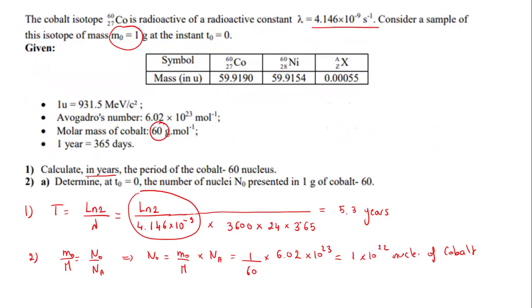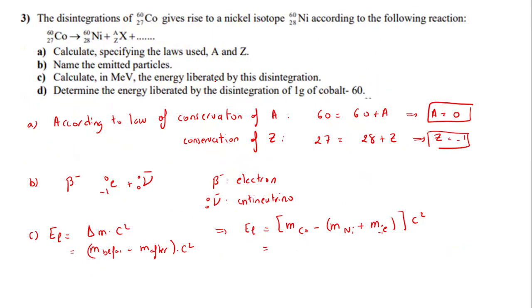So if I look at the table, we have the mass of cobalt, the mass of nickel, and the mass of the electron, which we already found, and all is in U. So we put the numbers here: 59.9190 minus 59.9154 plus the mass of the electron, which was given to us. All of this is multiplied by C square. Now all this part is in U. So the answer will be 3.05 times 10 to the negative 3.